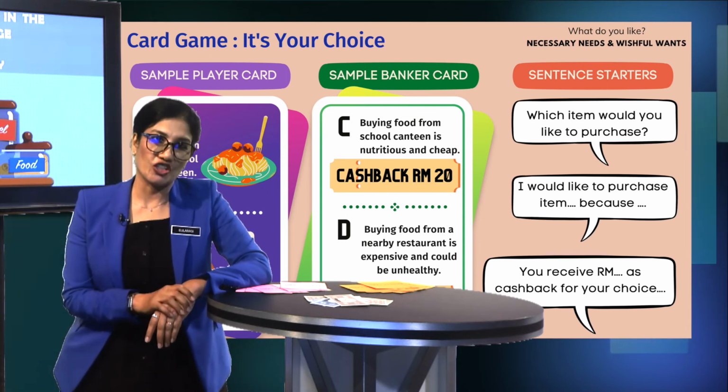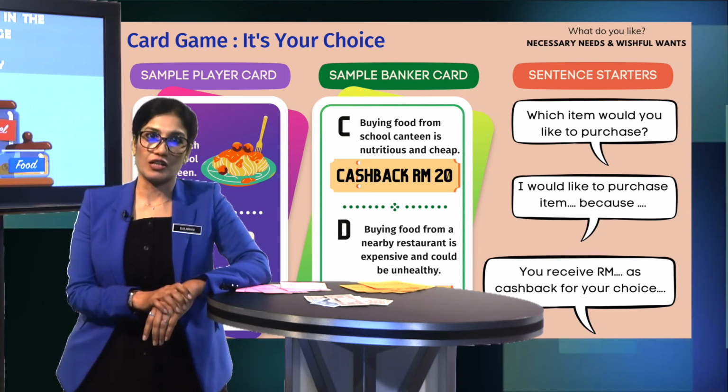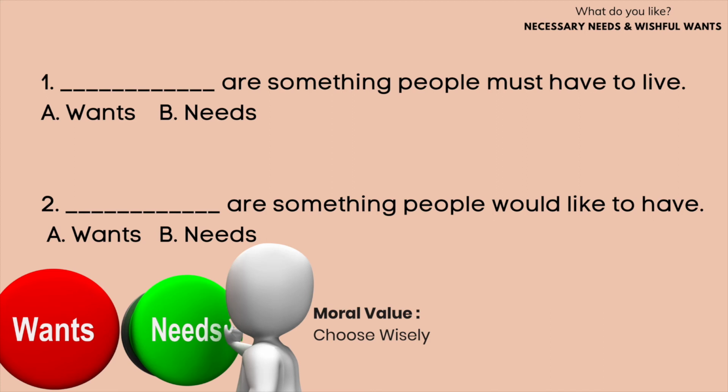As for the closure, the teacher carries out an exit pass activity that tests the meaning of needs and wants. Pupils fill in the blanks with the correct answer. Teacher then ends the lesson with a moral value. Choose wisely.